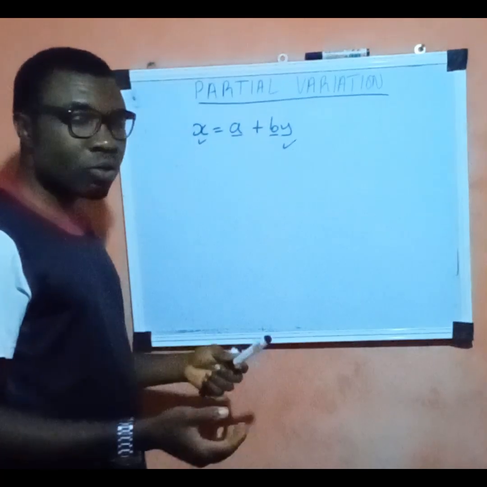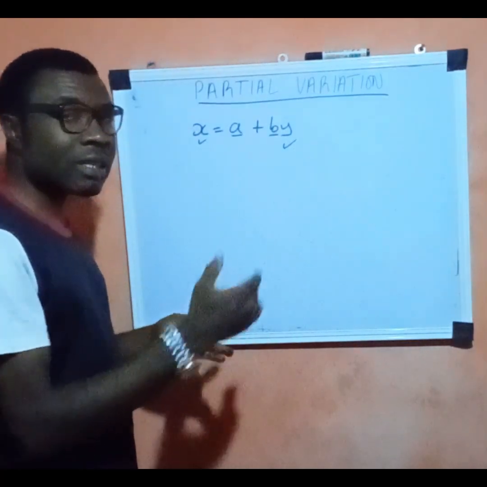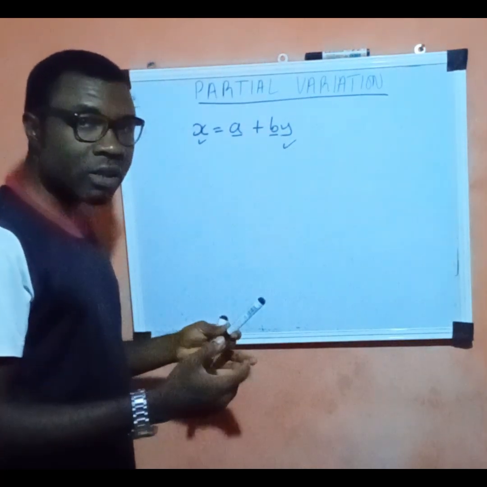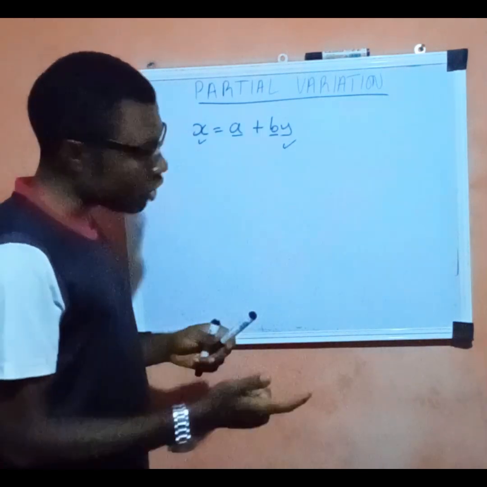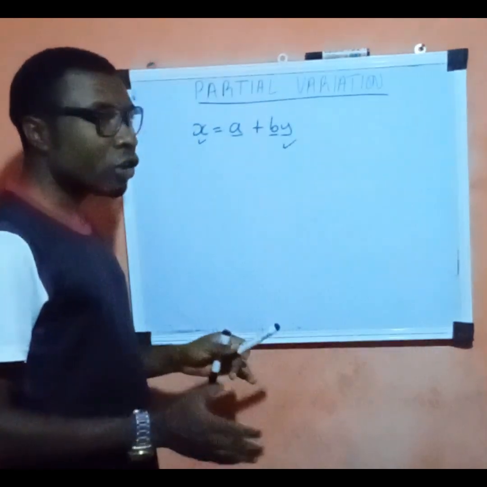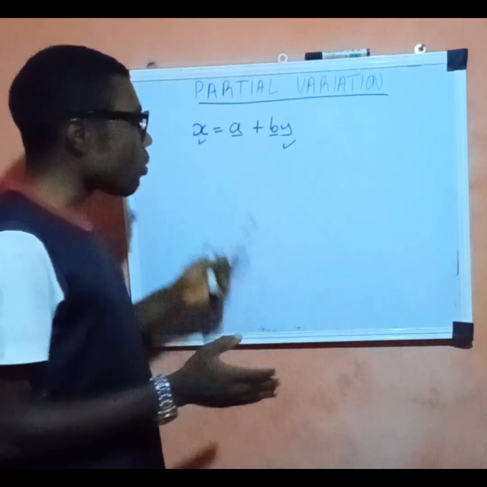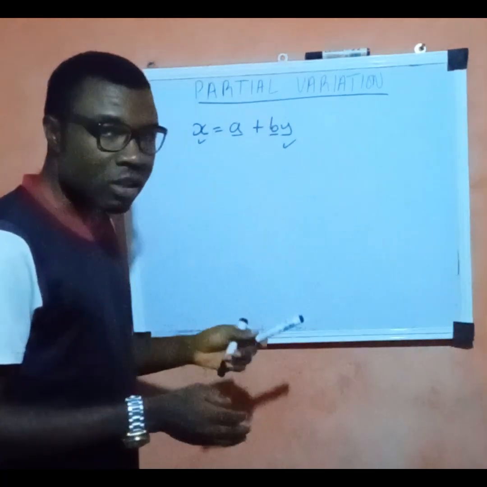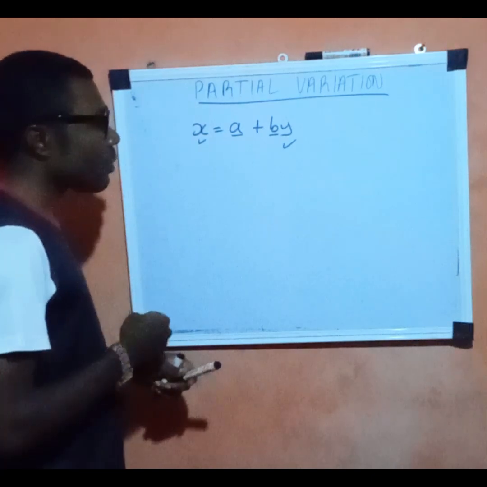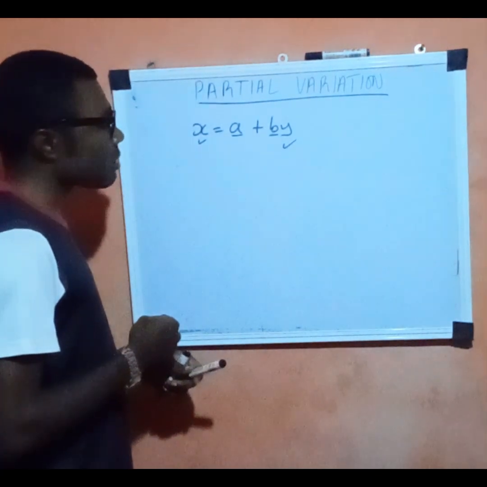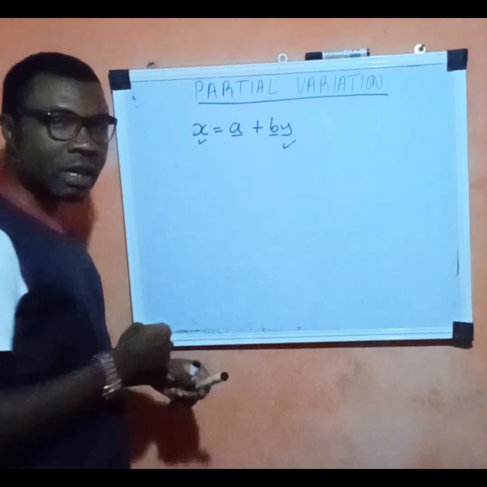Unlike in direct variation where one quantity is directly affecting another, and the same in inverse variation where one quantity is inversely affecting the other, in partial variation, it still affects it. One quantity still affects the other quantity, but not completely. So let us look at a question that will help us understand this type of variation very well.